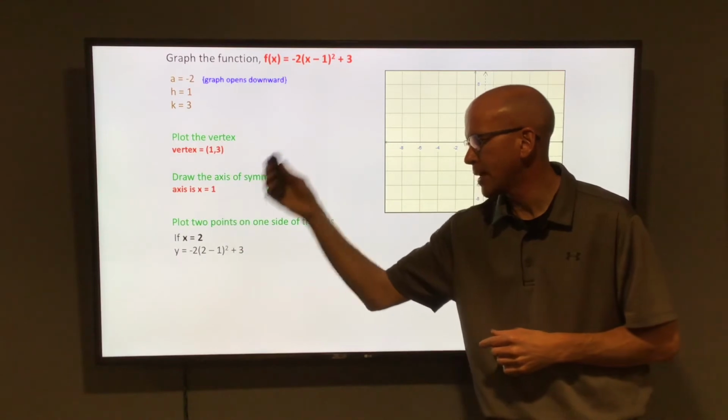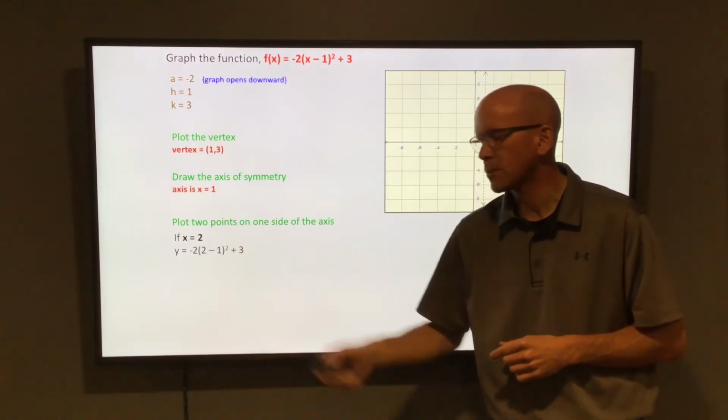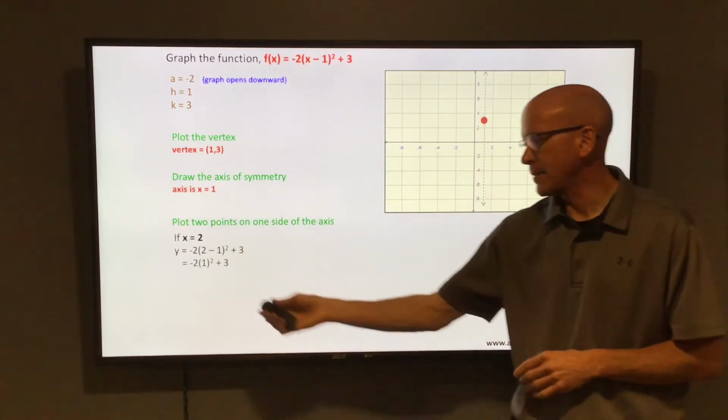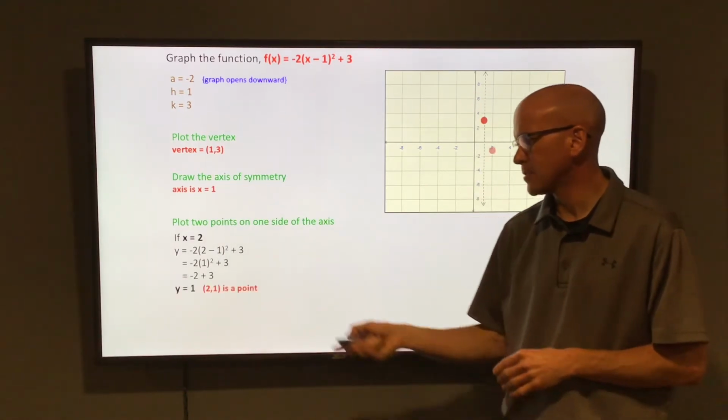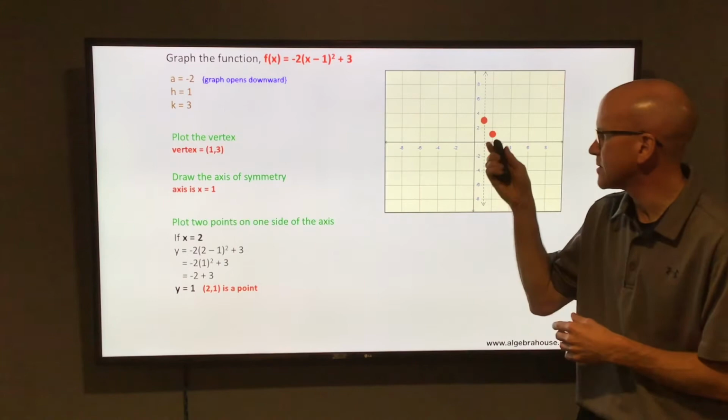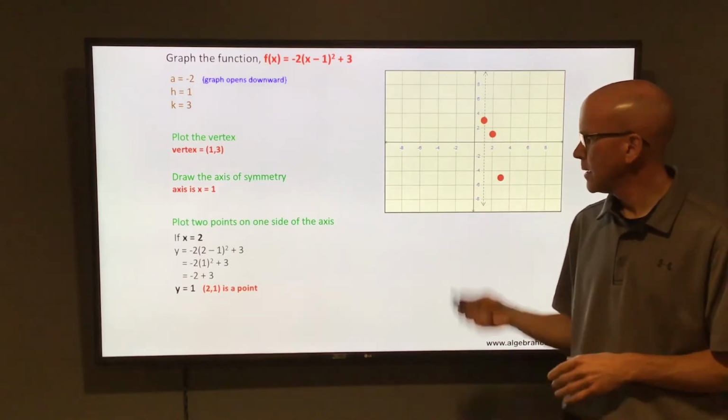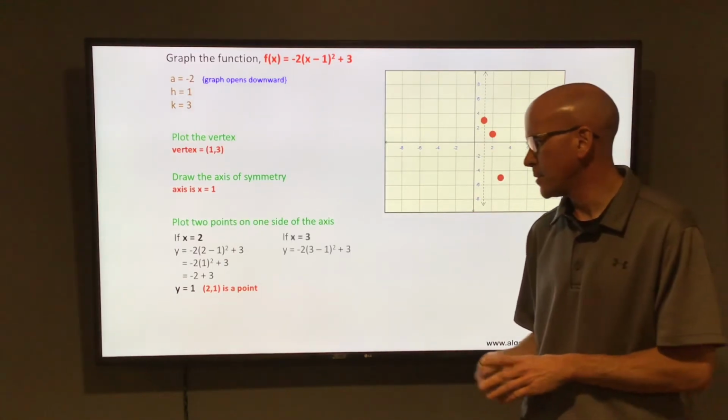If you put 2 in for x, it'd be negative 2 times 2 minus 1 squared plus 3. That's negative 2 times 1 squared plus 3. It'd be negative 2 plus 3, and that is 1. So when x is 2, y is 1. That is 1 point on the parabola.